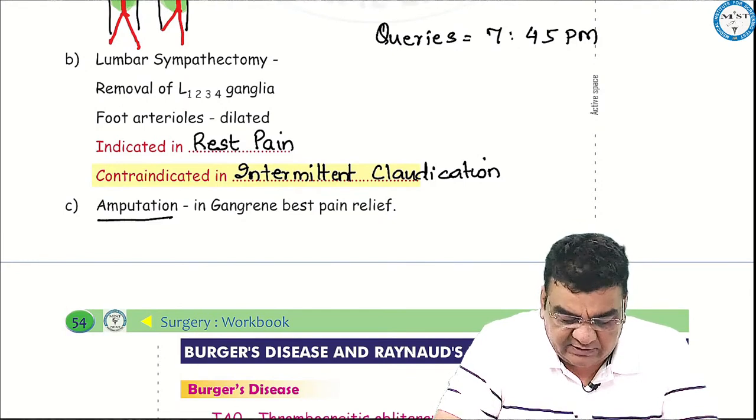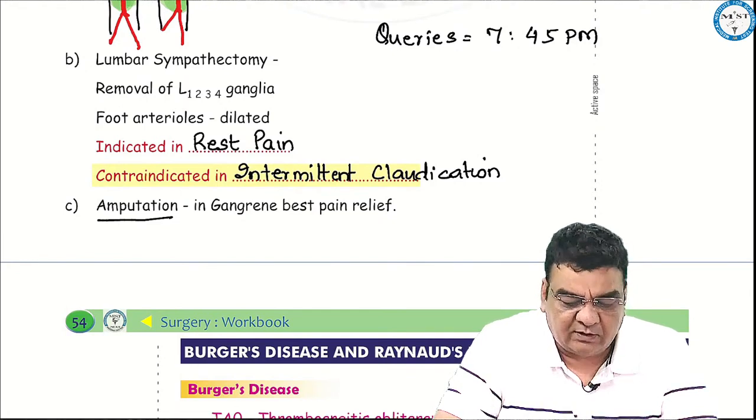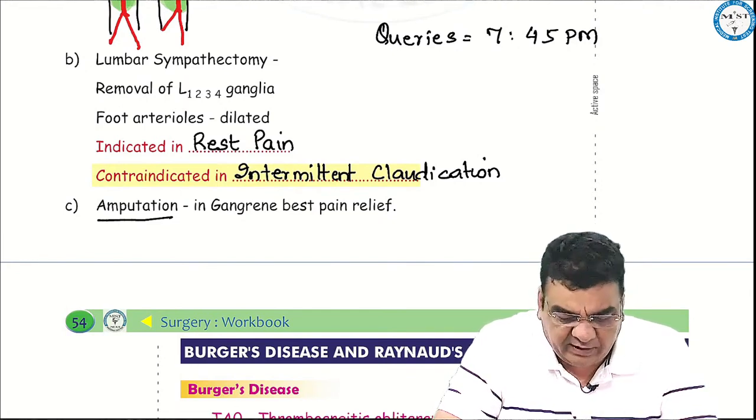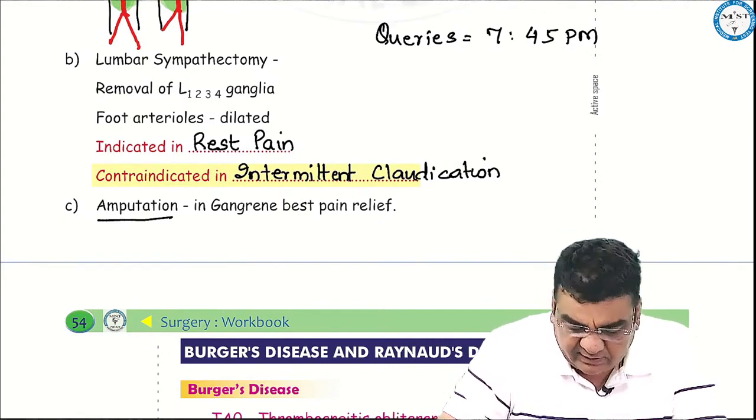Yes, temporary ice application for pain may be helpful. You can do that initially.